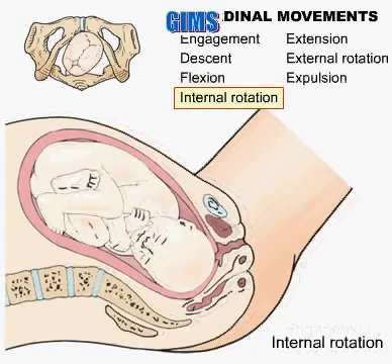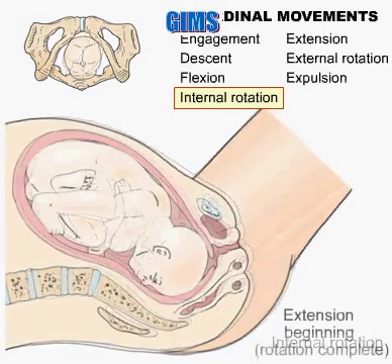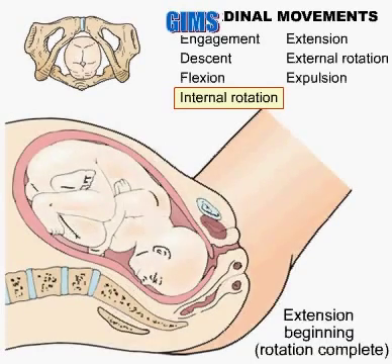As the fetal head continues to descend, it must rotate to accommodate changes in the width of the pelvic opening. While the pelvic inlet was widest side to side, further down the pelvic cavity is widest front to back.